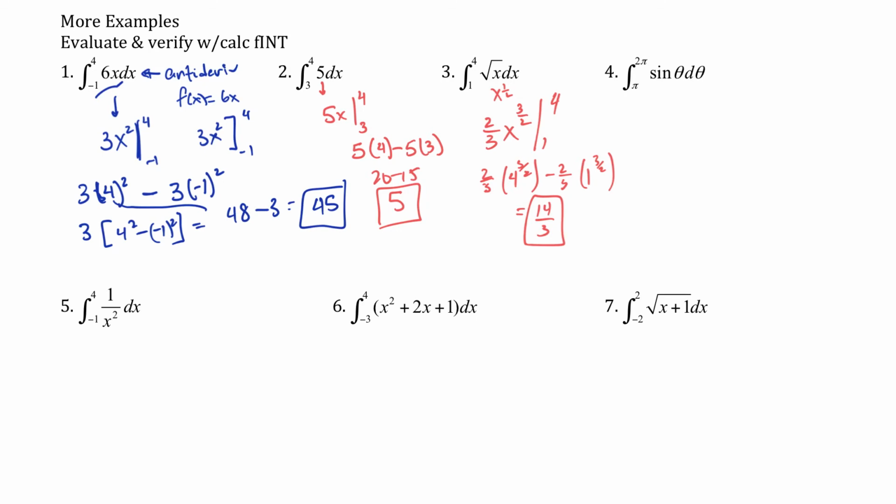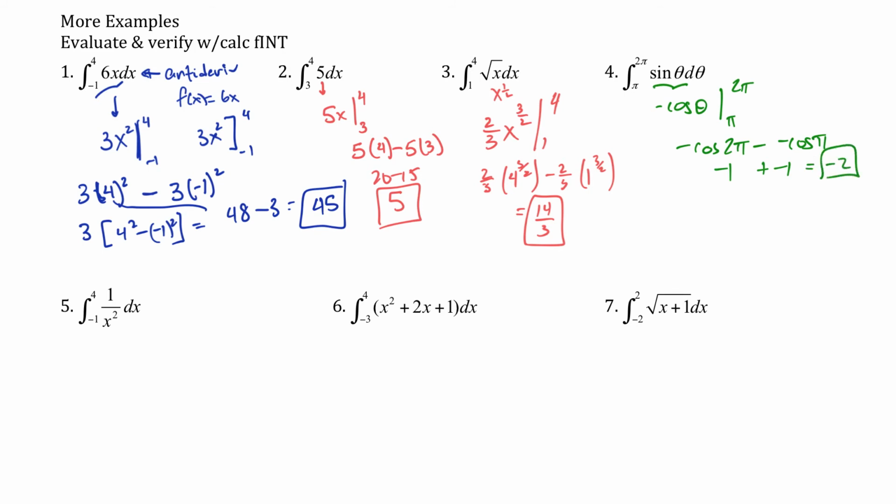So let's take a look at this next one. The integral from pi to 2 pi of sine theta d theta. Okay, so I take the antiderivative here. This is negative cosine theta on the bounds from pi to 2 pi, which gives me negative cosine 2 pi minus negative cosine pi. This becomes negative 1 plus negative 1, which is negative 2.